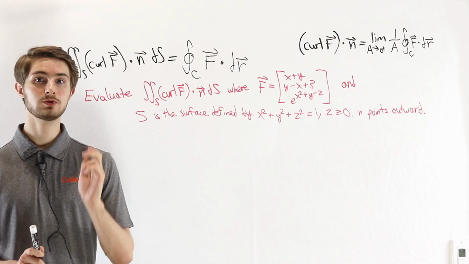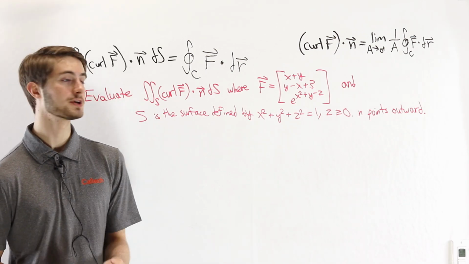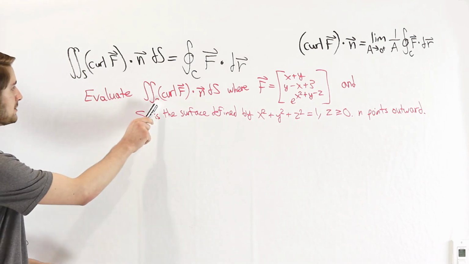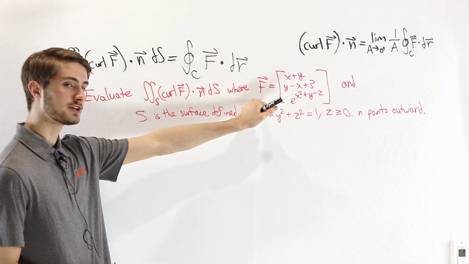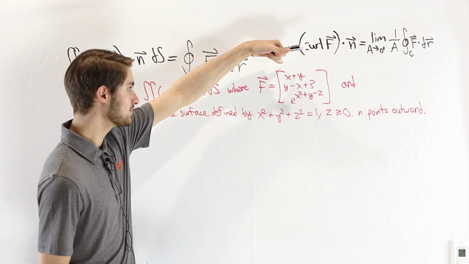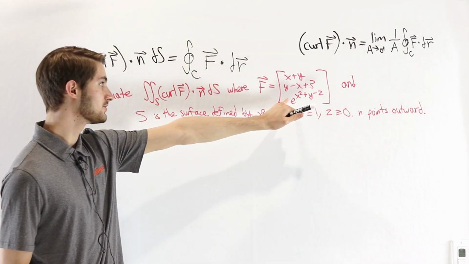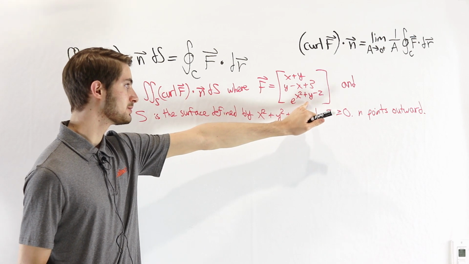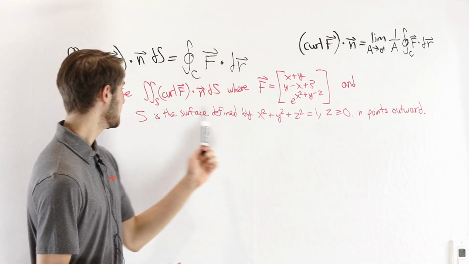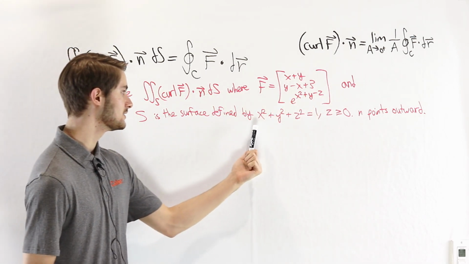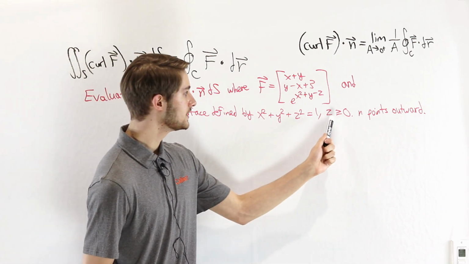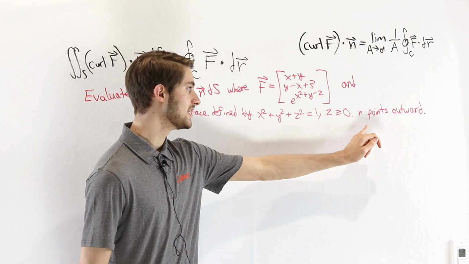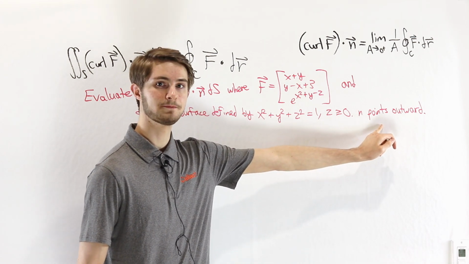So now we're going to go through one example of where the curl theorem can be useful. We're going to evaluate the surface integral of curl of f dot n dS, where our vector field f is given by (x + y, -x + 3, e^(x² + y - z)). And S is the surface defined by x² + y² + z² = 1 for z greater than or equal to 0, and we have an outward pointing normal vector.